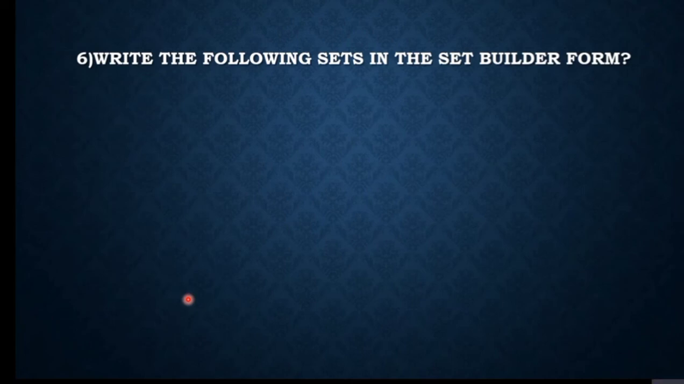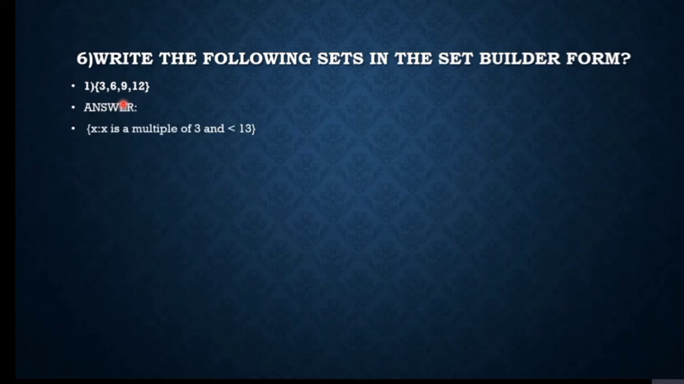Next question. Write the following sets in set builder form. Here the roster form is given, we have to change it into set builder form. Here given 3, 6, 9, 12. Observe this set. All the elements of the set are multiples of 3 here. So we write the common property: x such that x is a multiple of 3 and less than 13.